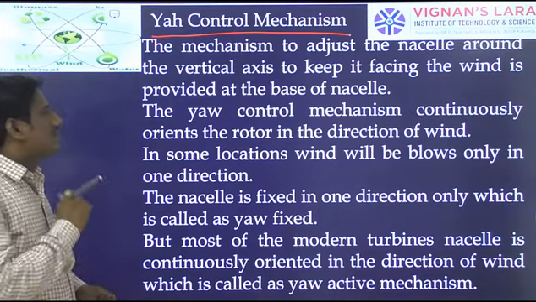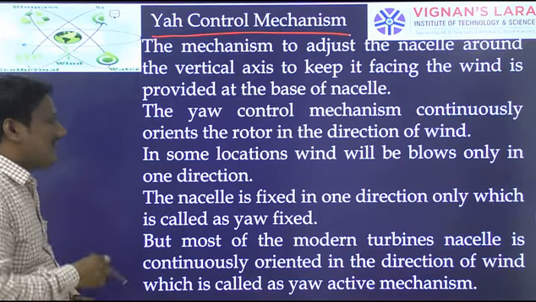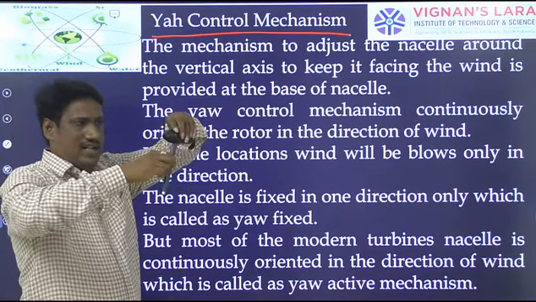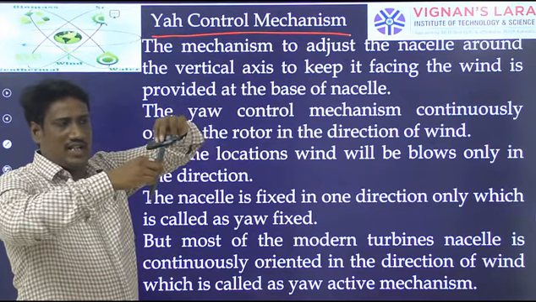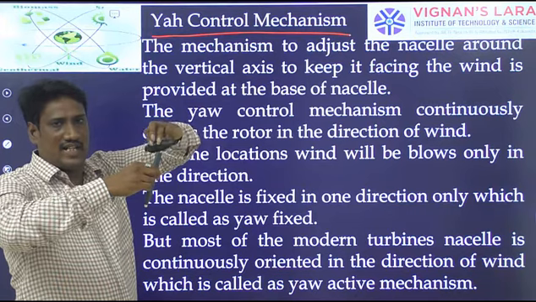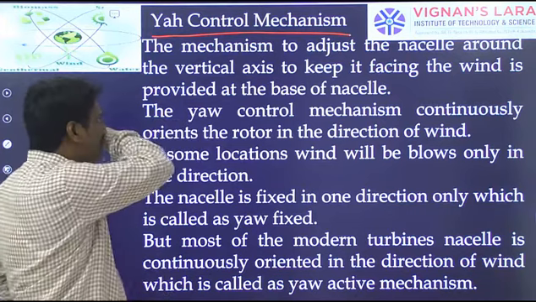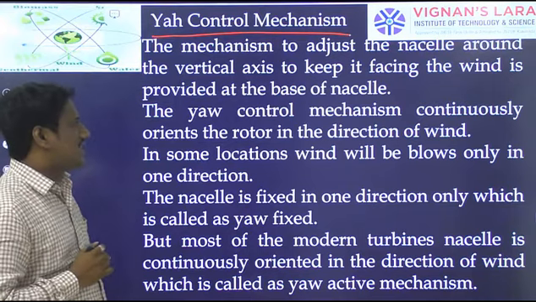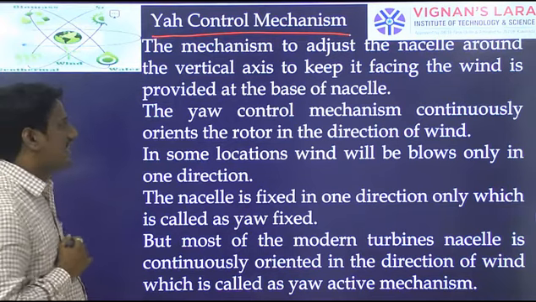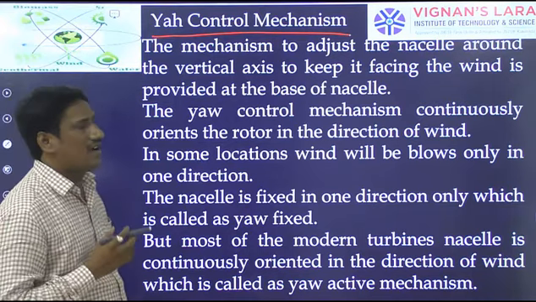The mechanism to adjust the nacelle around the vertical axis. So with respect to the wind blow, the nacelle will be continuously moved, which is called the yaw control mechanism. The mechanism to adjust the nacelle around the vertical axis to keep it facing the wind is provided at the base of the nacelle.